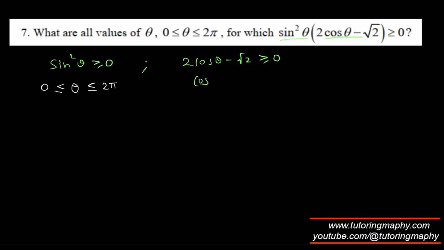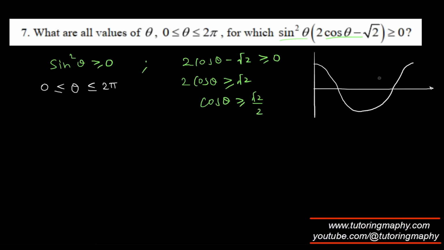For this one, we need to make some effort. So 2 cos theta is greater than or equal to root 2. So cos theta is greater than or equal to root 2 over 2. For this, I need to make the graph. Let's make the graph over here. Cos theta looks something like this. Root 2 over 2 is somewhere over here. And cos theta is greater than or equal to root 2 over 2, so the white one should be greater than the blue one. So that happens here.